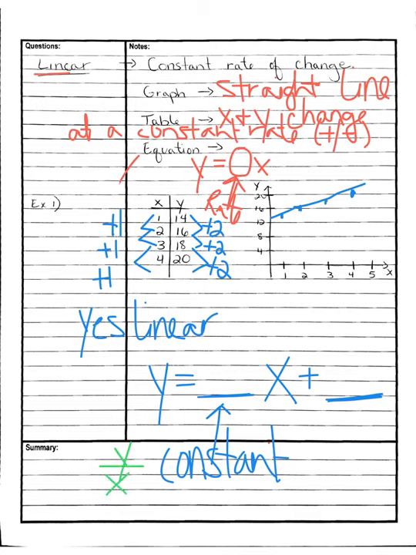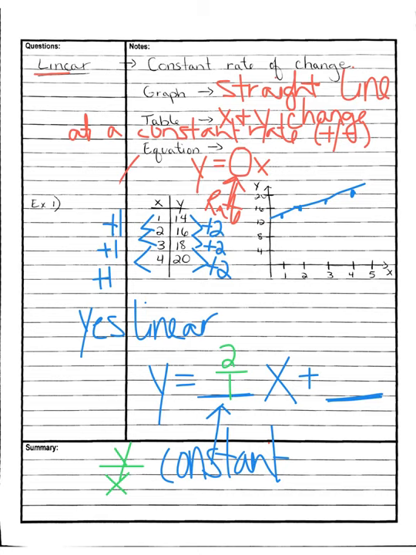So talk to me about what is my y over my x here. Well, it's 2 over 1. The y's are all changing by 2. The x's are all changing by 1. There is our constant. That's our rate of change. We're changing by 2 every 1. So every time x increases by 1, y increases by 2.